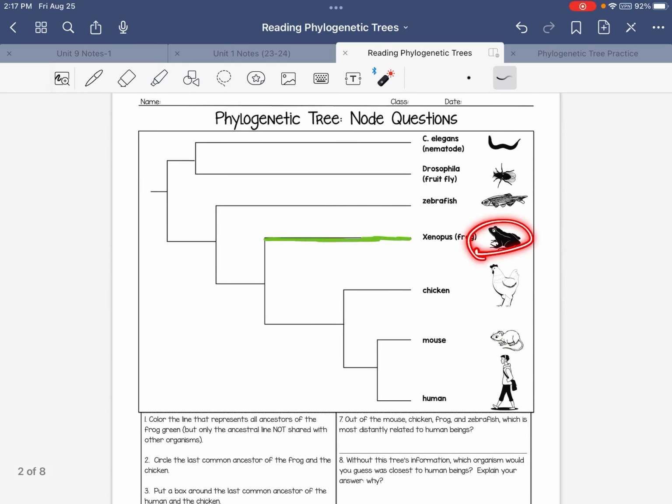Okay, number 2 says, circle the last common ancestor of the frog and the chicken. So frog is here, chicken is here. Where was their most recent common ancestor? Well, to do this, we're basically just finding where the lines intersect or where they meet up. So if our chicken comes back here, it's going to meet up with our frog that comes from this direction. So this represents our common ancestor right there. So we're going to put a circle there. And that should be it for number 2.